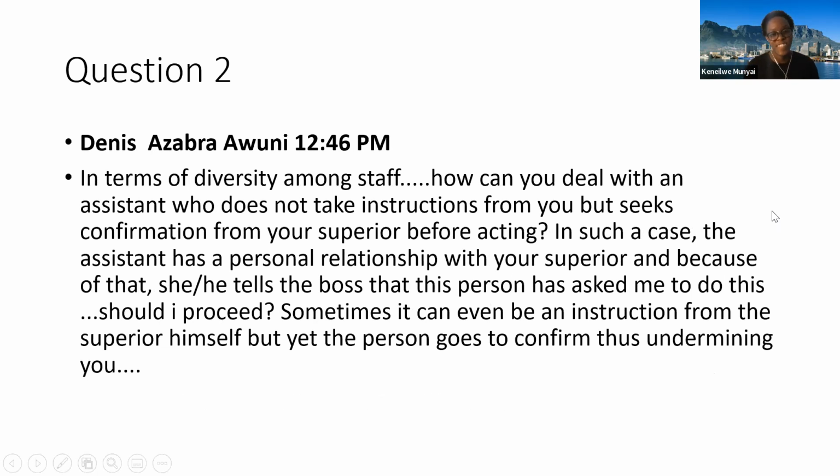In terms of diversity among staff, how can you deal with an assistant who does not take instructions from you, but seeks confirmation from your superior before acting? In such a case, the assistant has a personal relationship with your superior, and because of that, she or he tells the boss that this person has asked me to do this. Should I proceed? Sometimes it can even be an instruction from the superior himself, but yet the person goes to confirm, thus undermining you.